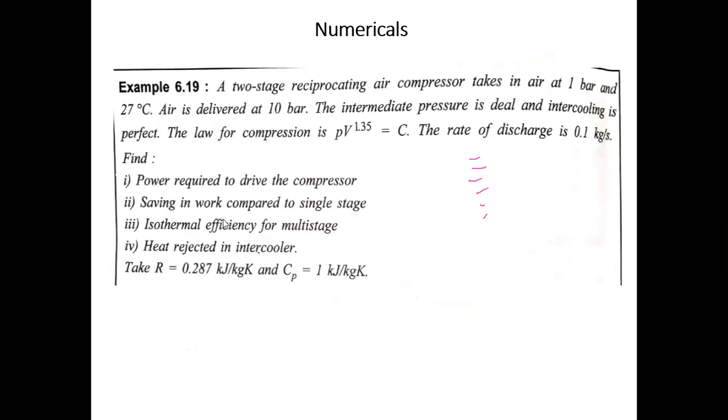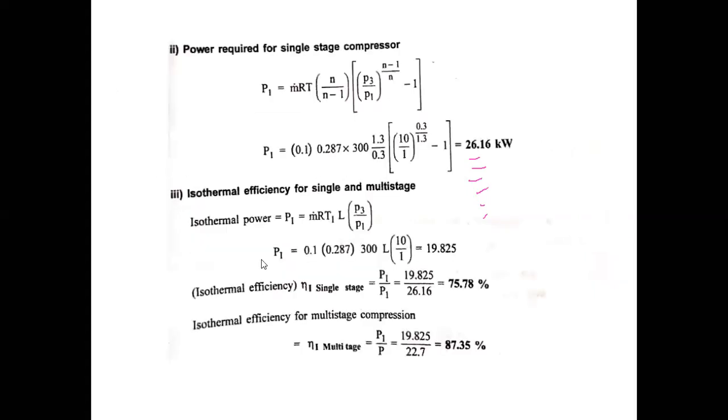So we have already found both things: the power required to drive the compressor, and the power saved in comparison with the single stage. Now the next thing to find out is the isothermal efficiency of a multi-stage compressor. As you all know, the isothermal efficiency is the ratio of the isothermal power input to the actual power input. The actual power input we have already found.